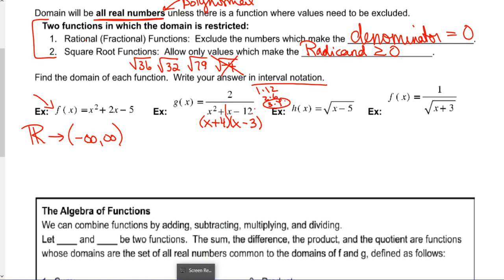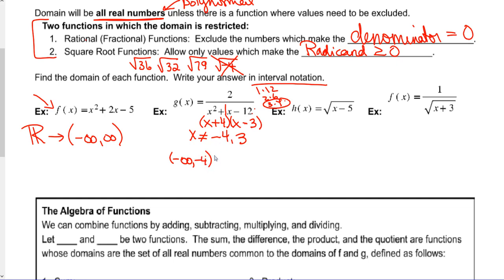So now we ask ourselves, what makes this equal to 0? What makes this equal to 0? So I cannot have in my domain what makes this 0 and what makes this 0. Well, this would be -4, and this is going to equal 3. Now, before when we did this, I believe we wrote our answers like this, where we said x cannot equal -4, x cannot equal 3. But in interval notation, I have to pick up out of those, okay? So starting at -infinity, I'm allowed to go from -infinity until I get to -4.